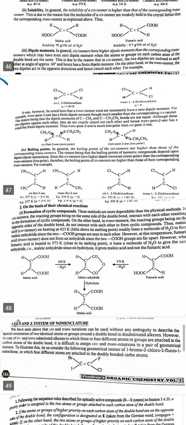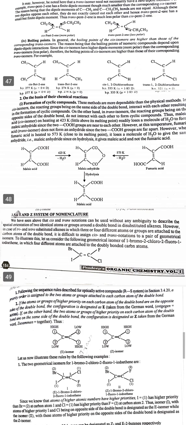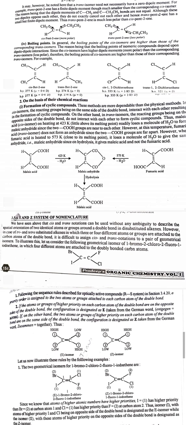Boiling point: the boiling points of cis isomers are higher than those of the corresponding trans isomers. On the basis of their chemical reactions, such as formation of cyclic compounds, the methods are more dependable than the physical methods. In the cis isomer, the reacting groups being on the same side of the double bond interact with each other, resulting in the formation of cyclic compounds.